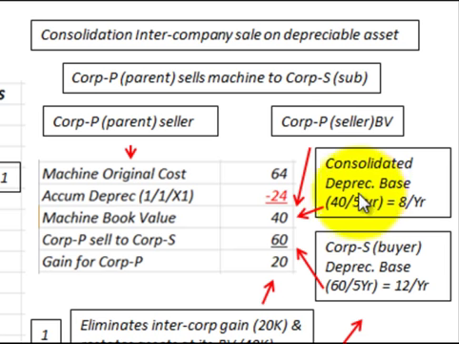So for the consolidated depreciable base, we take the $40,000 book value, divide that by 5 years, and we get $8,000 per year depreciation for straight line. And then looking at Corporation S, the buyer, we take the price that they paid, $60,000, divide that by 5 years, and we get $12,000 per year as the depreciation that the buyer is going to recognize.